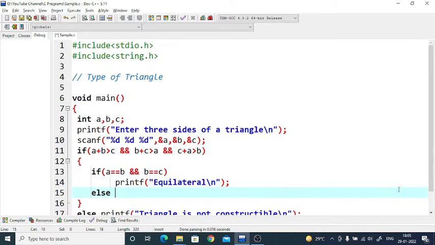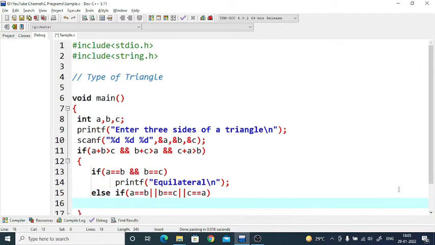Else. When we say else, it's sure that all three sides are not equal. So we just have to check if any two sides are equal. That could be any pair: either A equals B, or B equals C, or C equals A. As we are describing it, we will have a condition where each check is ORed. So if A is equal to B, or B is equal to C, or C is equal to A, if any of this is true, the triangle is isosceles.